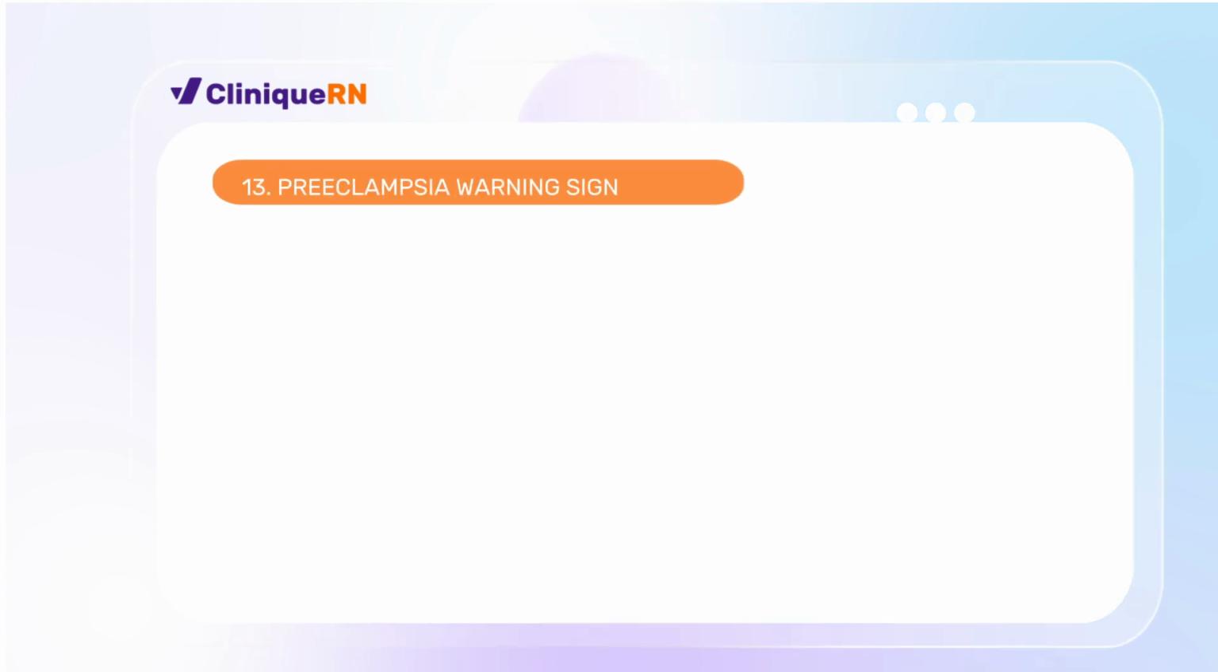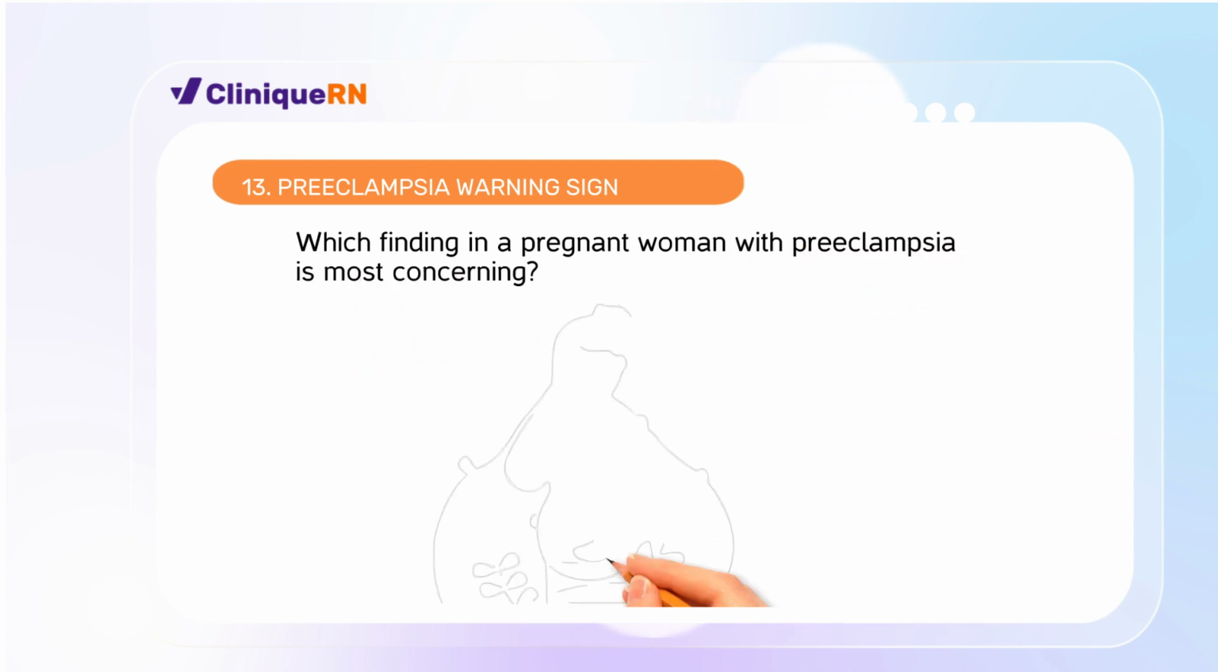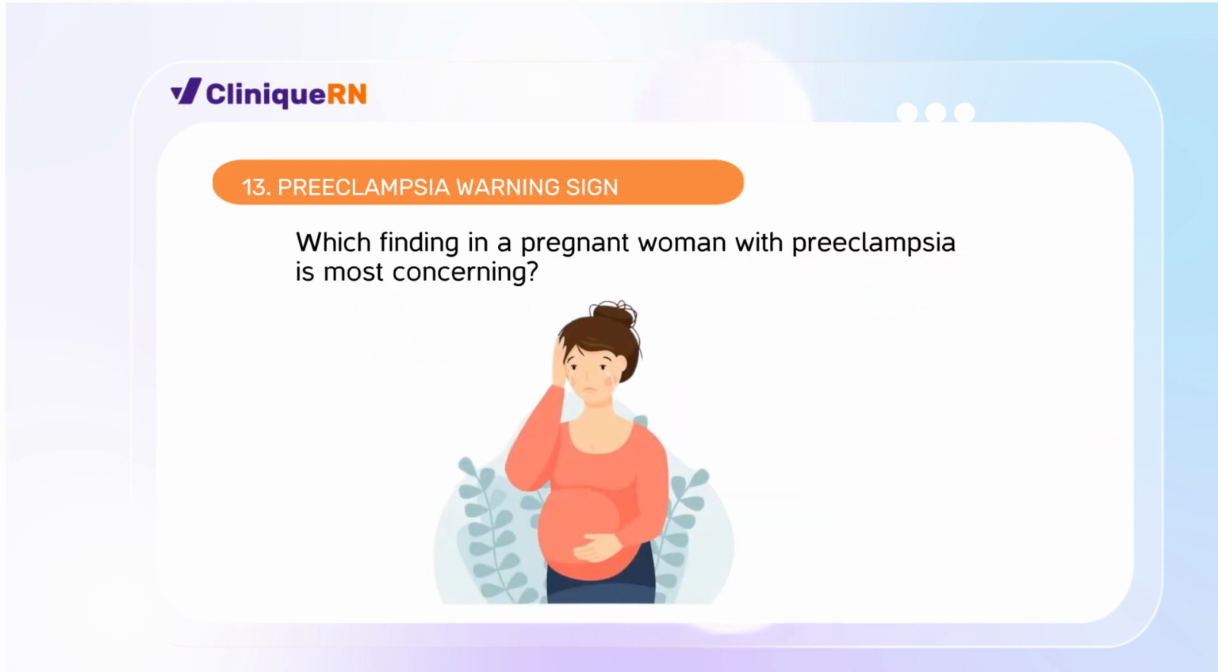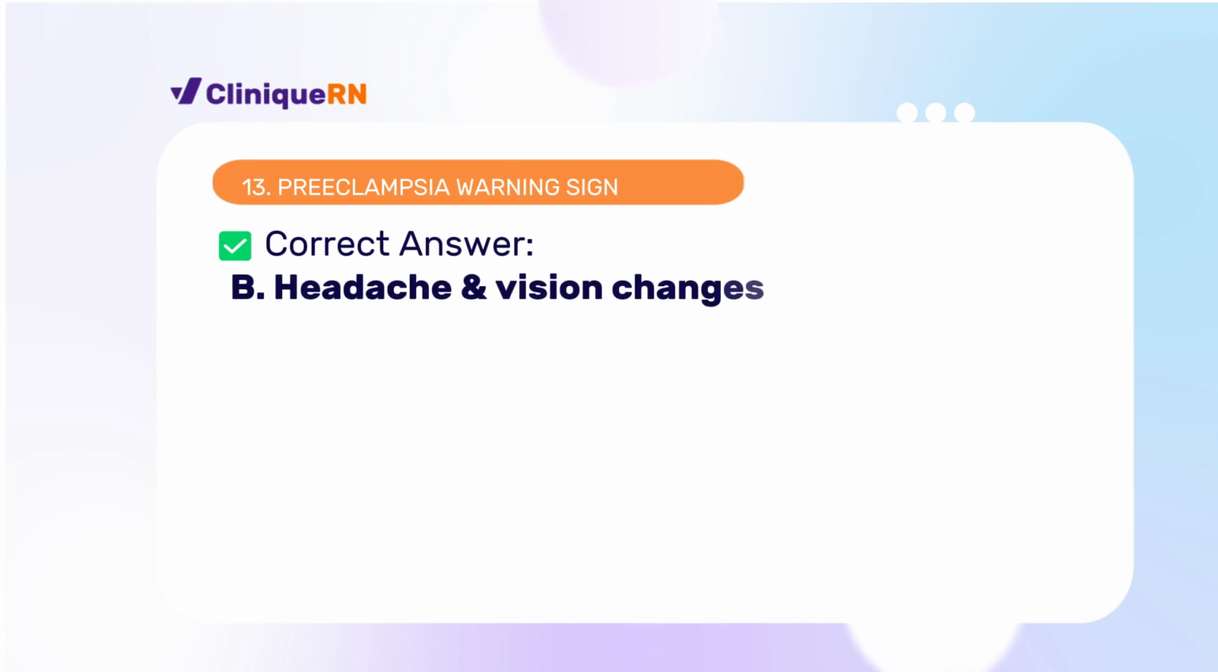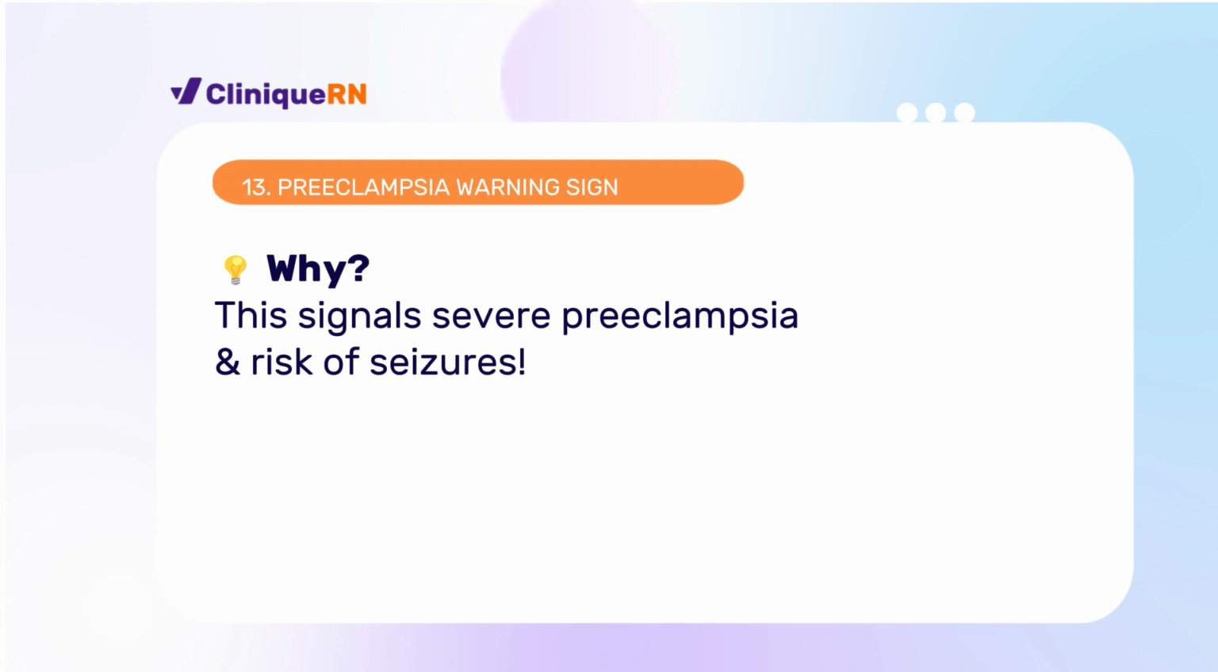13. Preeclampsia, warning sign. Which finding in a pregnant woman with preeclampsia is most concerning? A. Swelling in the feet. B. Headache and vision changes. C. Mild proteinuria. D. Heartburn after meals. Correct answer: B. Headache and vision changes. Why? This signals severe preeclampsia and risk of seizures.